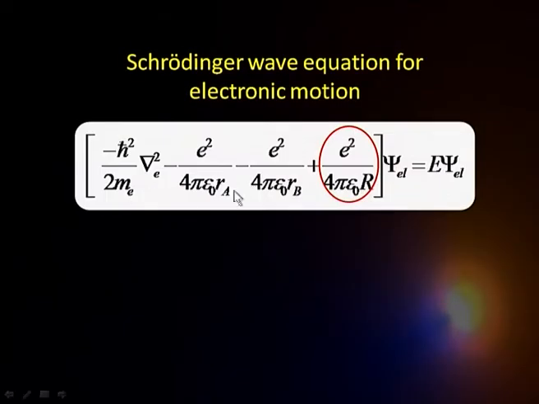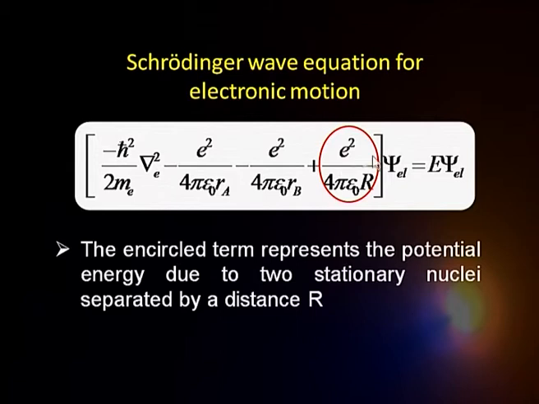Now, what is this Schrodinger equation for the electronic motion? The Schrodinger wave equation for electronic motion for our system, that is the hydrogen molecular ion, can be given as shown over here. That is, this is basically my h cross square by 2 m_e del_e square and so on and so forth. That is there because this talks about the kinetic energy of the electron, and these terms are regarding the potential energy part of it. That equals E electronic times psi electronic.